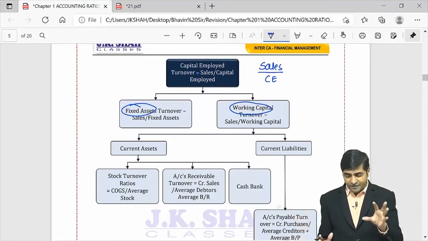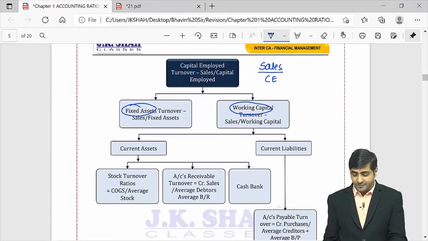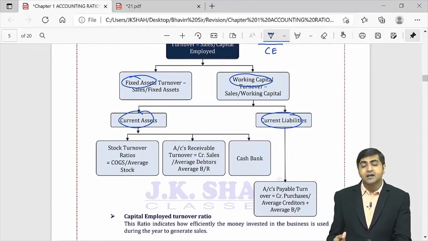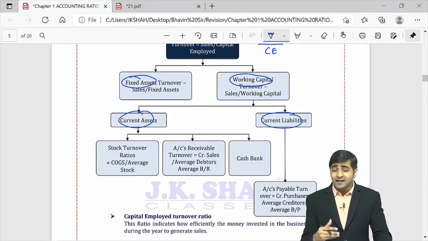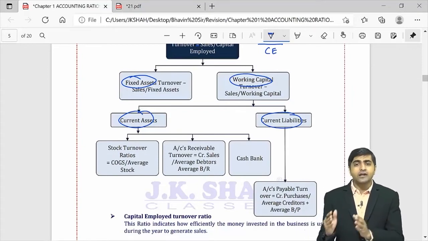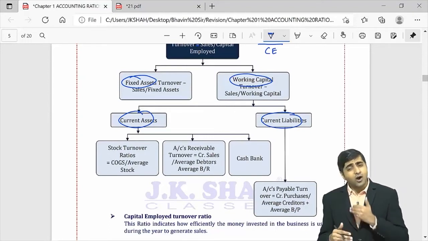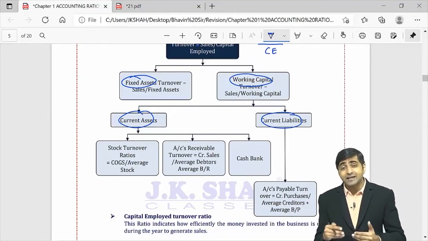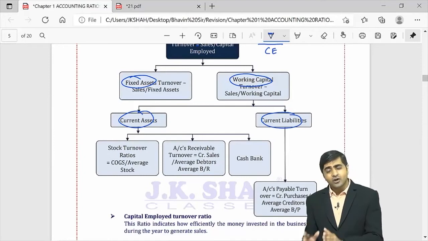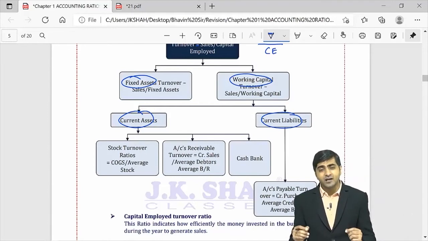So when we are talking about the fixed asset turnover ratio, it's nothing but sales upon fixed assets, and for working capital, it is sales upon working capital. Guys, working capital is further divided into current assets and current liabilities. When we talk about current assets, we are talking about the period in which your stock or debtors get converted into cash. So how many times the stock is rotated in the business, or how many times your debtors are liquidated, is what we consider in your stock turnover ratio and debtors turnover ratio. Your creditors turnover ratio will signify how many times in a year you have to make payment to your creditors.